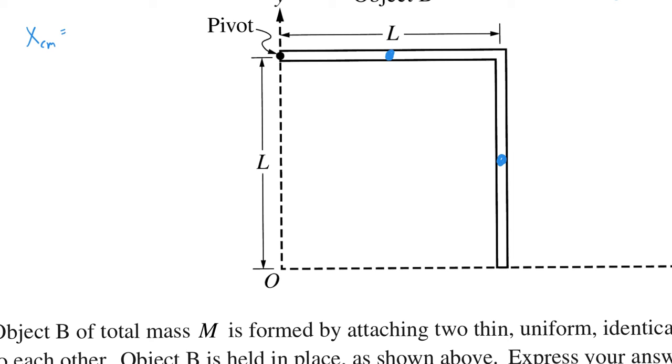X center of mass equals the summation of m x over the sum of m. In the x direction only, there are two contributions to the center of mass. Starting from here, the first contribution is there, and that is mass m located L over 2.